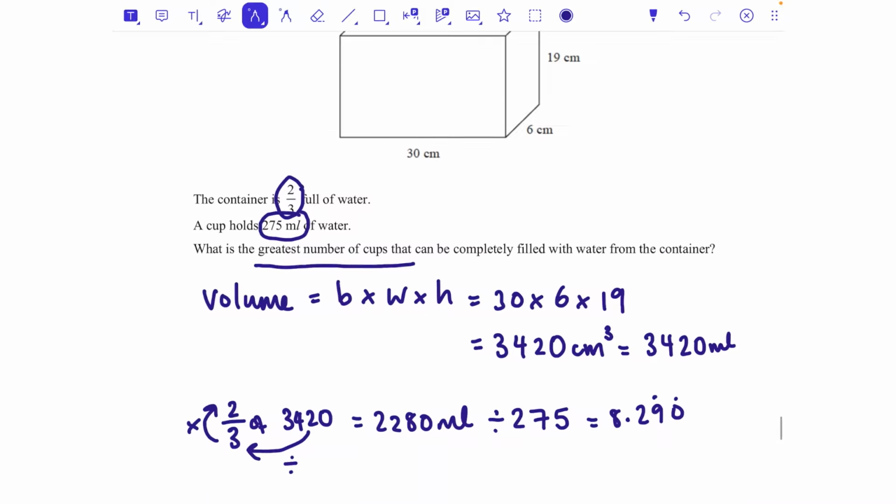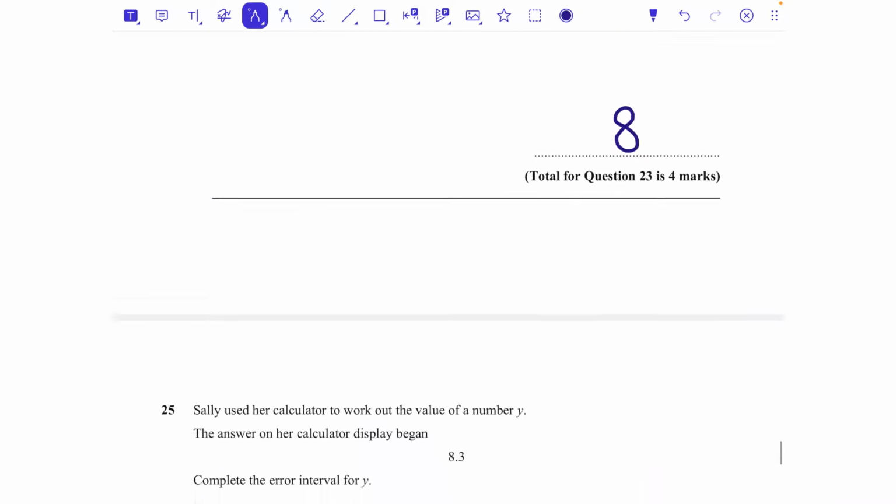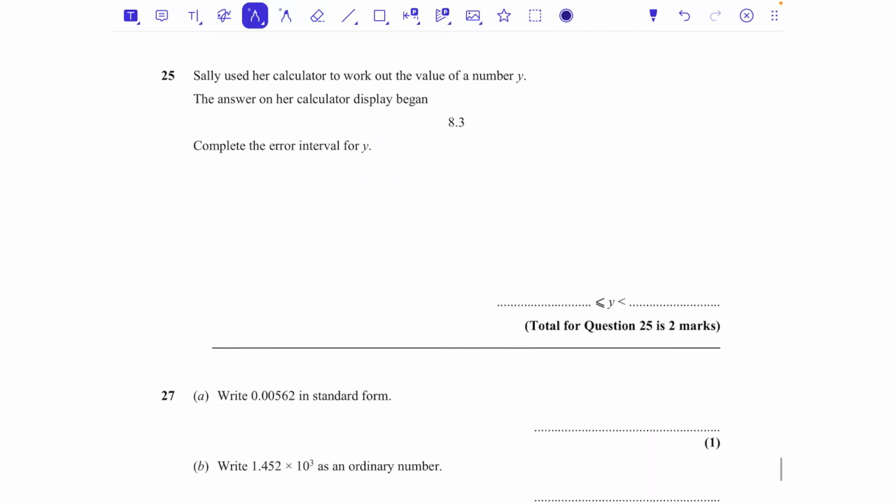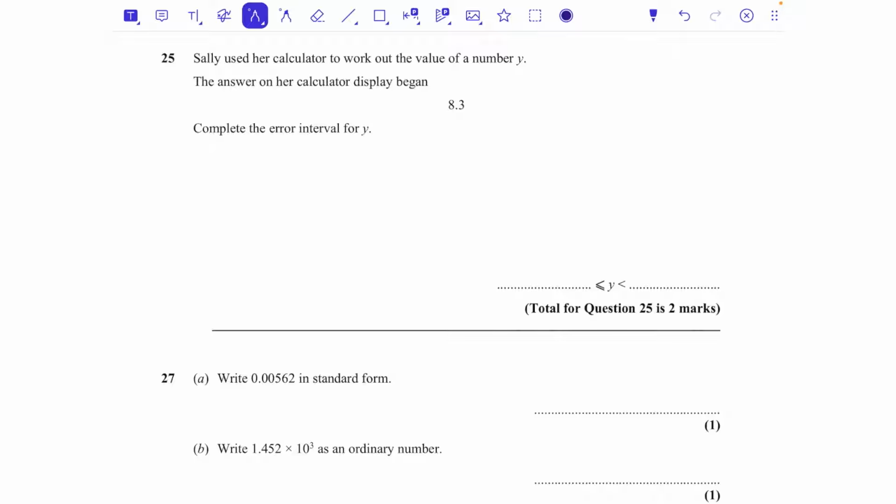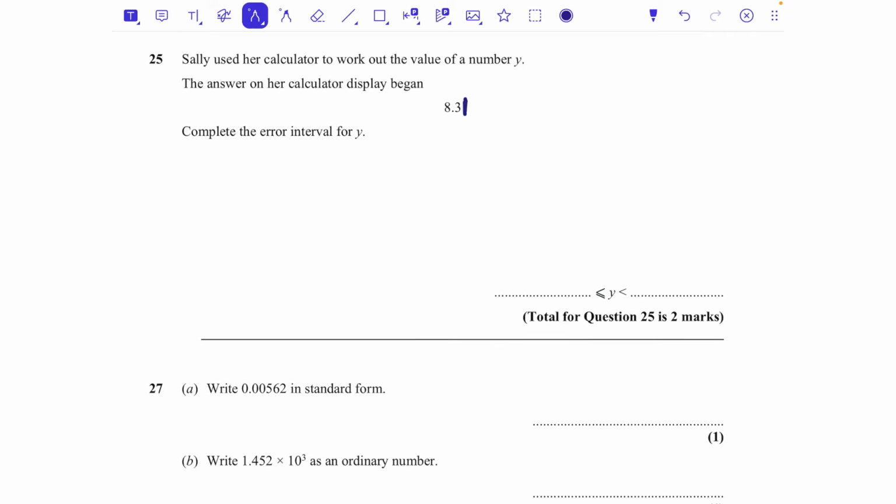And that's just going to be 8 with no remainder left over. We want them to be completely filled up. Okay, question number 25. Sally used her calculator to work out the value of a number y. The answer on her calculator began 8.3 something, we don't know. Okay, complete the error interval.